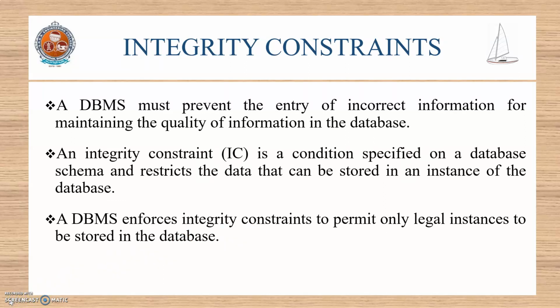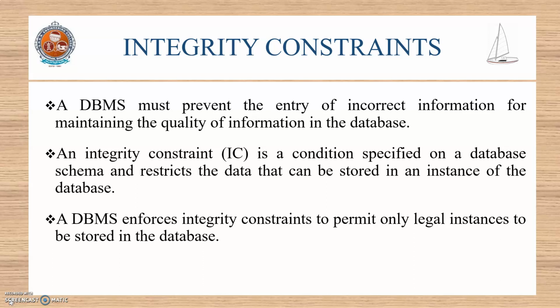A DBMS must prevent the entry of incorrect information for maintaining the quality of information in the database. An integrity constraint, IC, is a condition specified on a database schema and restricts the data that can be stored in an instance of the database. If a database instance satisfies all the integrity constraints specified on the database schema, then it is called a legal instance. A DBMS enforces integrity constraints to permit only legal instances to be stored in the database.